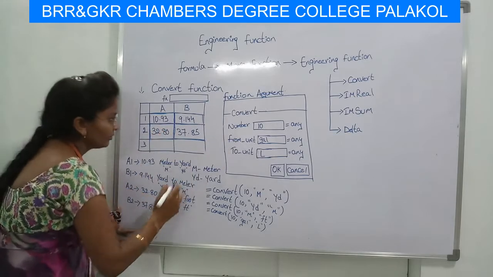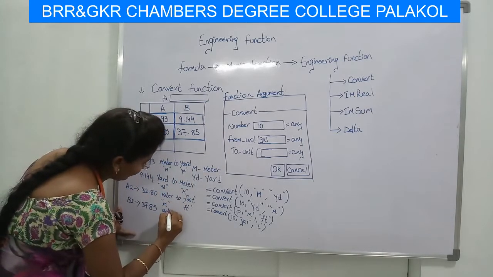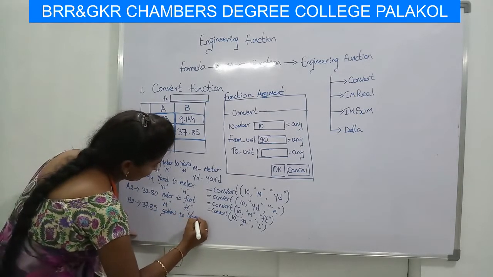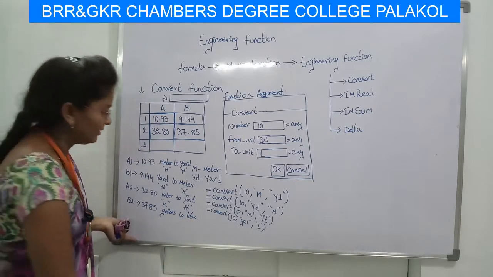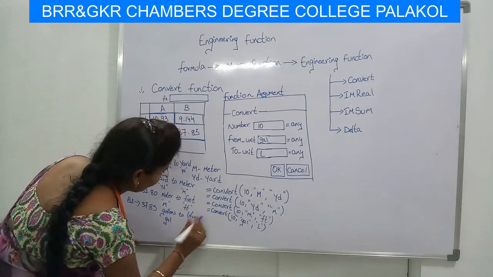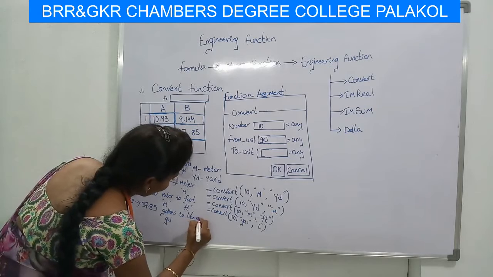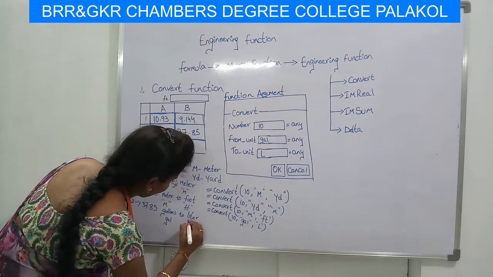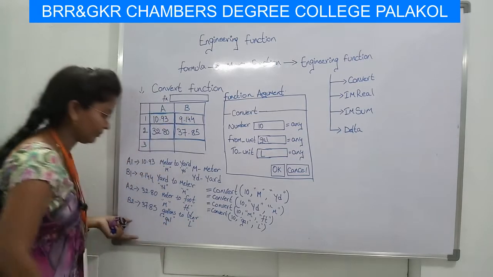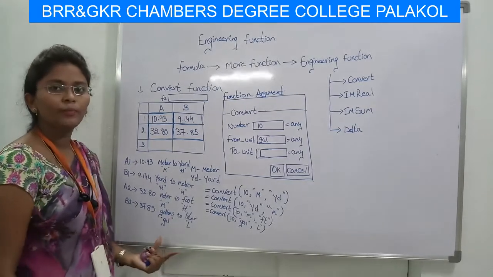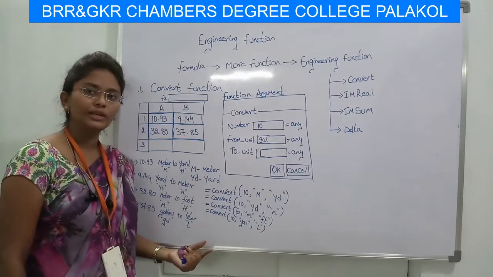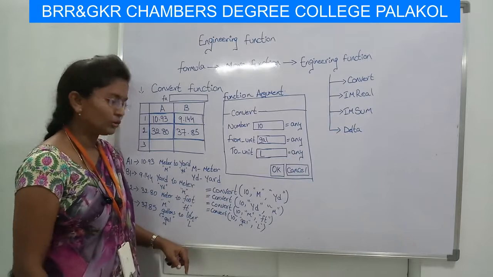And the from unit is gallon to liter, and the shortcut key is GAL, and the shortcut key for liter is L. And this is the way the content is displayed, that means the 10 number is converted from gallons to liters.